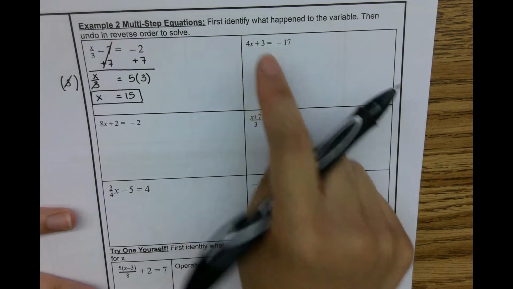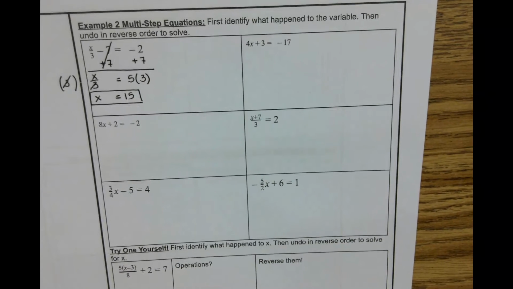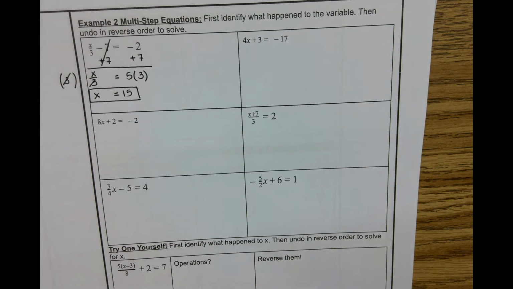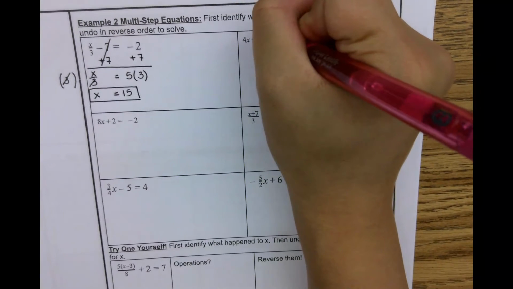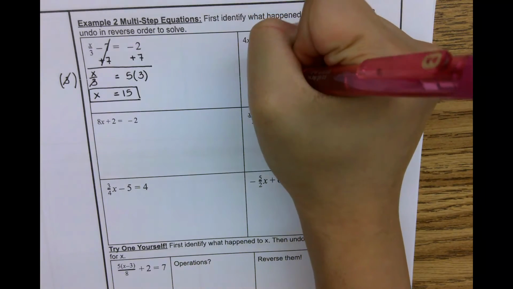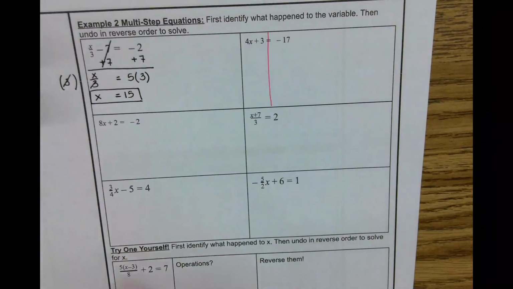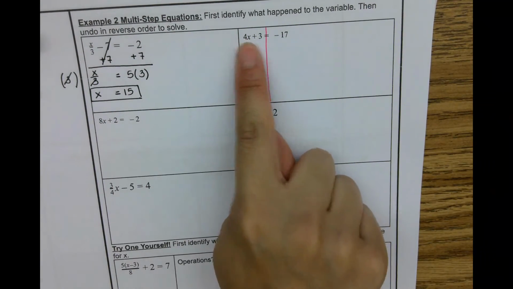Okay? So what I've noticed over the years is that sometimes students get really messy and then it trips them up. Okay, so what sometimes I advise students to do is to draw a line through the equal sign so that they know this is on this side, this is on this side.